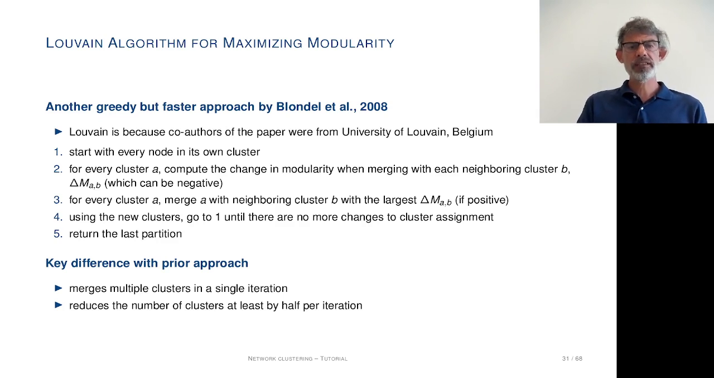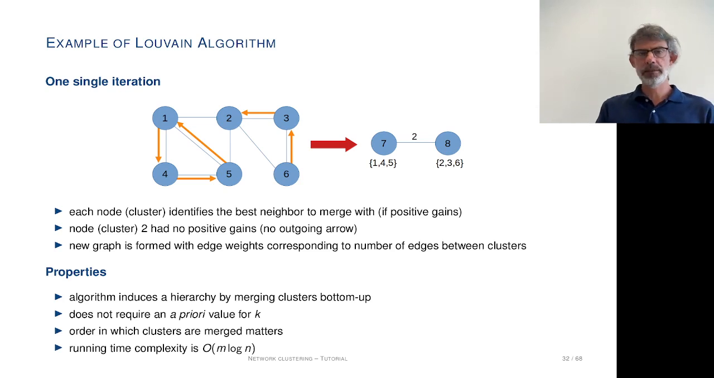So the key difference here with the prior approach is that we are merging multiple clusters in a single iteration of the algorithm. This reduces the number of clusters by half, at least, at each iteration. So let's take a look at an example.